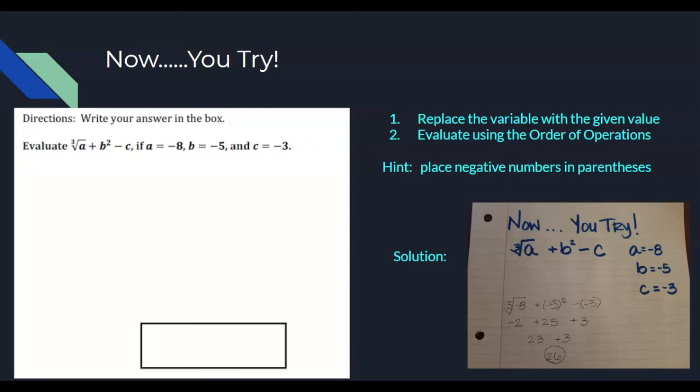Notice that I did the cube root of -8. I got -2. I simplified the -5 squared, which remember, whenever you square a number, it should come out to be positive. And then minus -3 is the same as +3, so I did change that operation. And from there, I performed the addition from left to right.